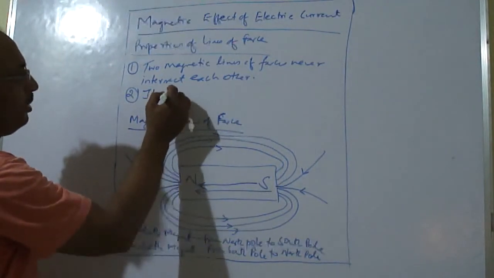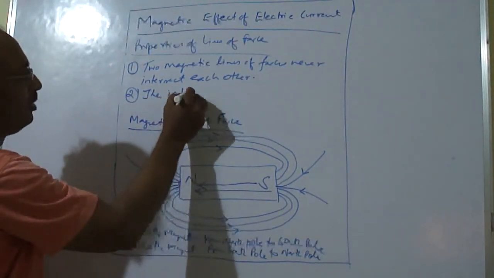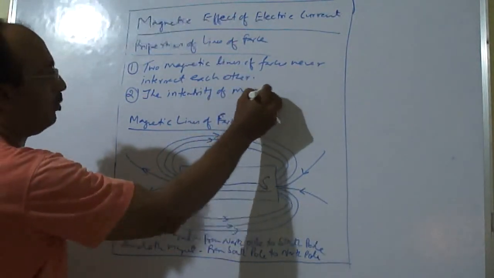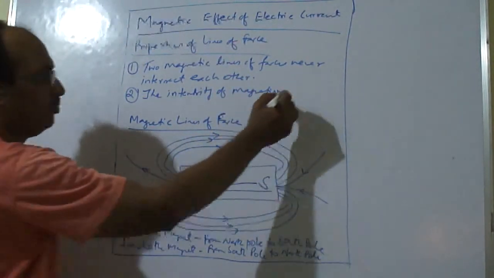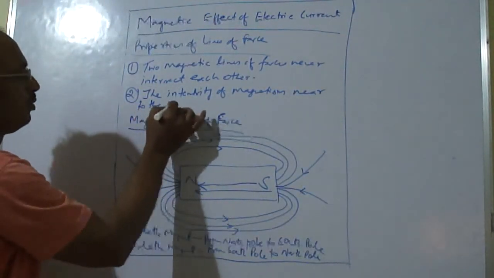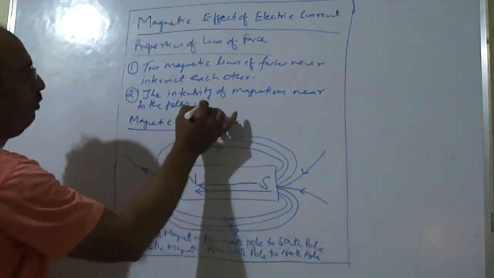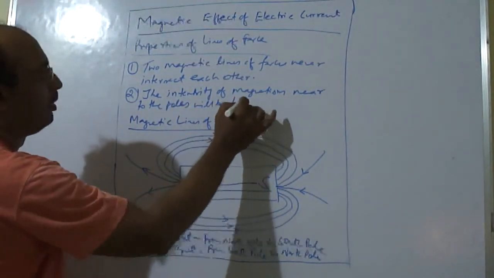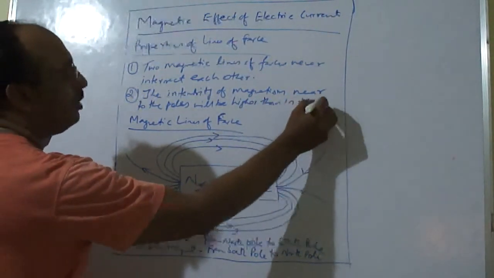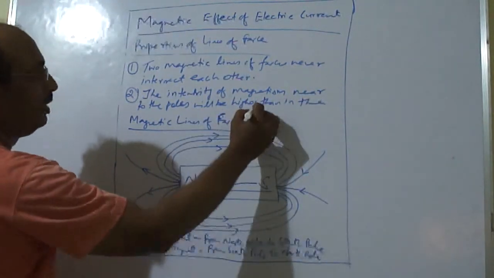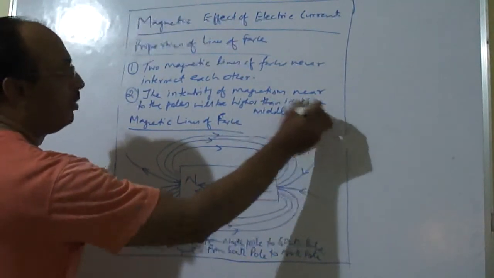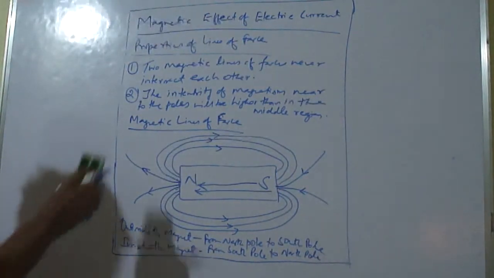Second, the intensity of magnetism near the poles will be higher than in the middle region.